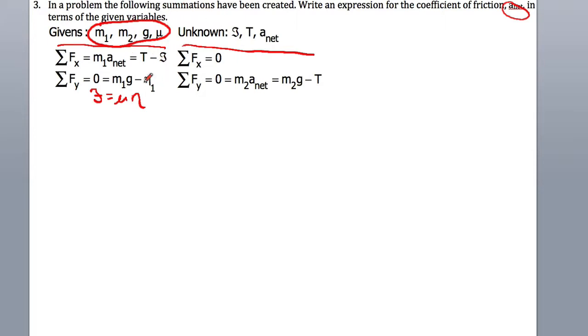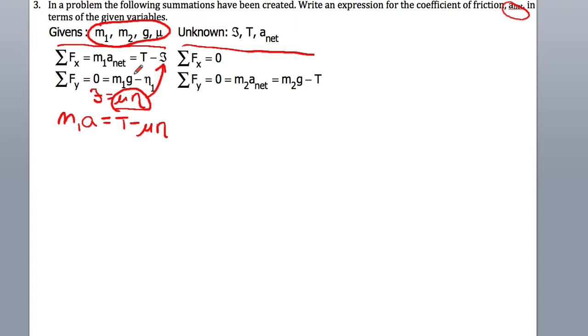So let's see. I've got to find a net. So I'm going to start with getting rid of the friction and the normal force because I have mu up here. So F is equal to mu times eta. What I'm going to do next is take mu times eta and sub it in for the friction. So that's going to become m1a, a net actually, but I'll leave it as m1a. It's equal to T minus mu times normal force. Great. Now let's substitute for the normal force, get rid of that.